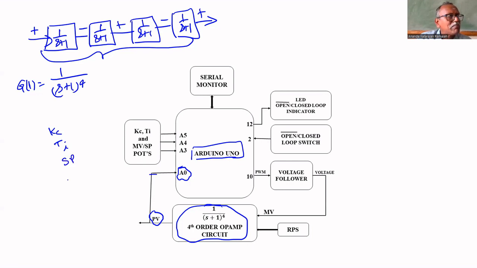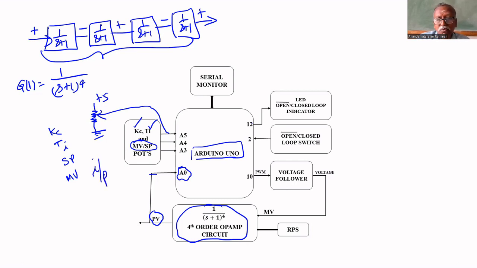We have to adjust the manipulated variable in open loop. That's why we are using 3 pots. The pot will be connected like this. One end grounded, another end is +5. This is connected to A5. Like that, 3 pots are connected: A3, A4, A5. One for KC, another one for TI, another one for set point as well as manipulated variable. These are all input ports.